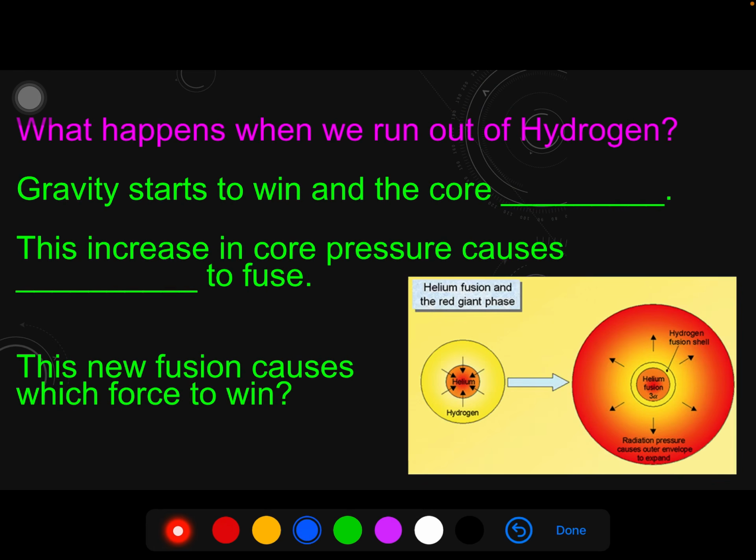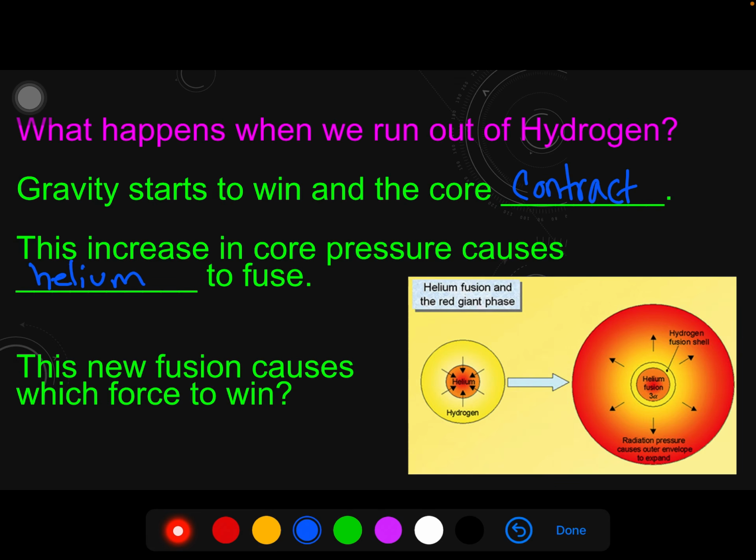Okay, so now what happens when we run out of hydrogen? Well, what happens is that gravity is going to start to win and the core is going to contract. The core is going to shrink. When that core shrinks, it's going to increase the pressure, causing the temperature to rise. And when that temperature increases, it allows for helium to now fuse. So now this is kind of like our second fuel source. We burn through our hydrogen, now we're going to burn through our helium.